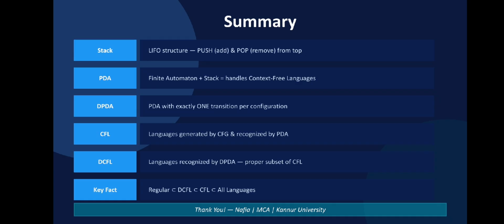So in short, a stack has a LIFO, last in, first out structure. A PDA adds a stack to a finite automaton. A DPDA restricts it to one transition at each step. Also, context-free languages are recognized by PDAs, and deterministic context-free languages are recognized by deterministic PDAs, I mean pushdown automata. Okay. So the key hierarchy is more like regular language is a subset of DCFL. DCFL is a subset of CFL. CFL is a subset of all languages. That's all about it. Thank you.